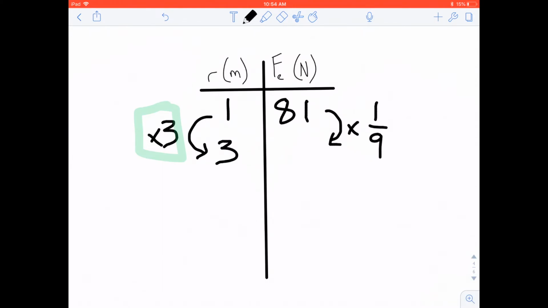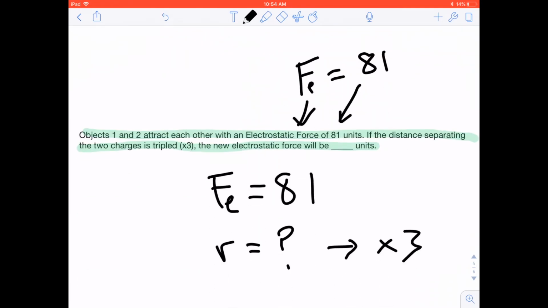And 81 times 1/9 is 9. 9 times 9 is 81, so 81 divided by 9 is 9. And that's our new force. That's our answer to our problem. So if the distance separating the two charges is tripled, the new electrostatic force will be 9 units.